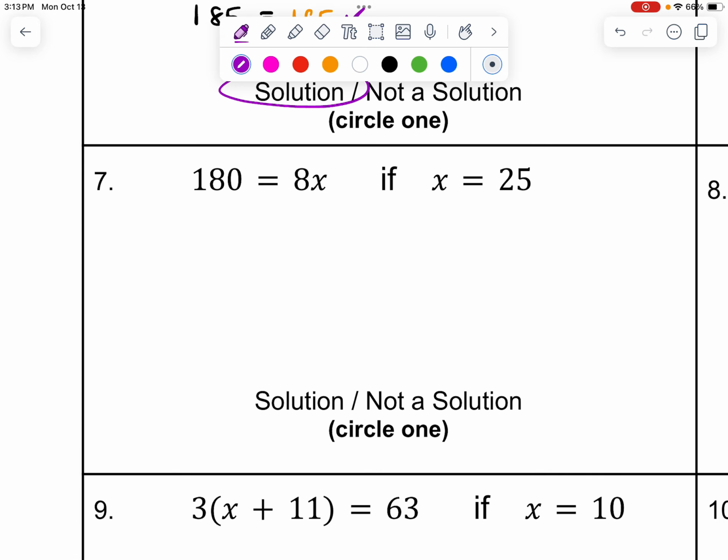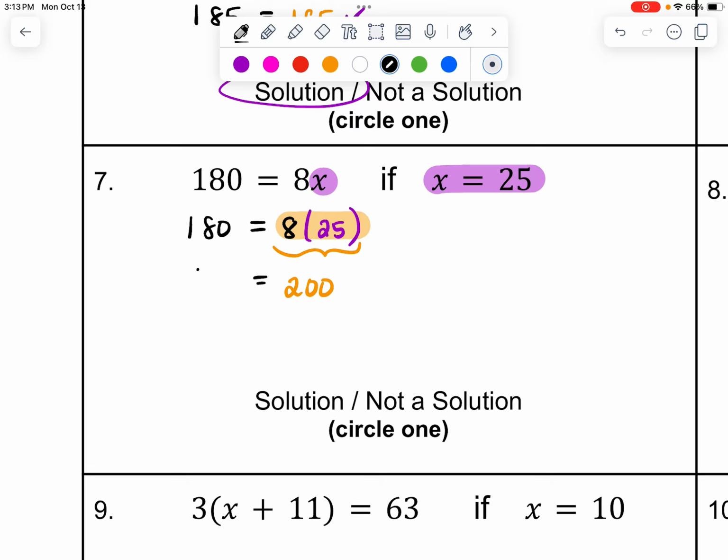Number 7. Here is my variable. Here is my value. First, I will copy. 180 equals 8 parentheses 25. Now I will type in the right side. 8 times 25 is 200. These are not equal, so we will say not a solution.